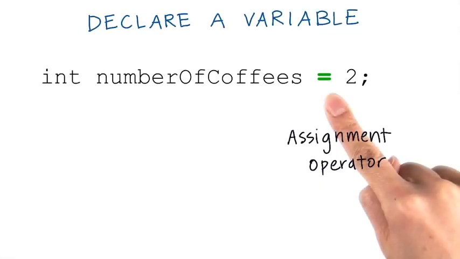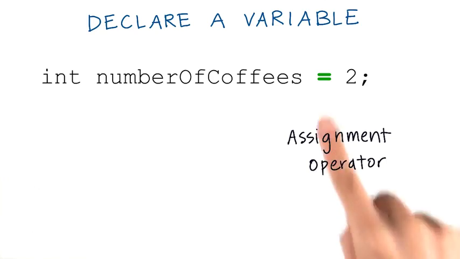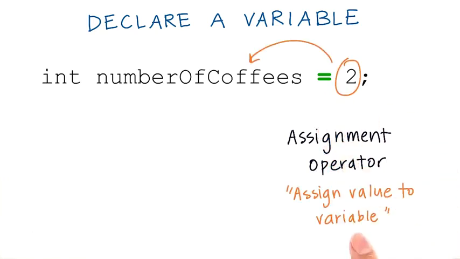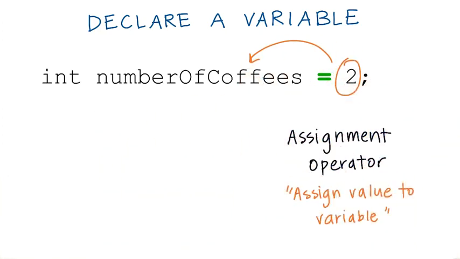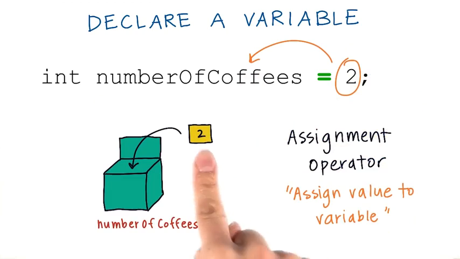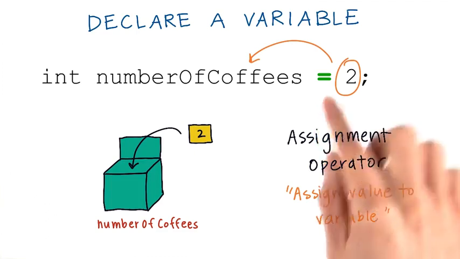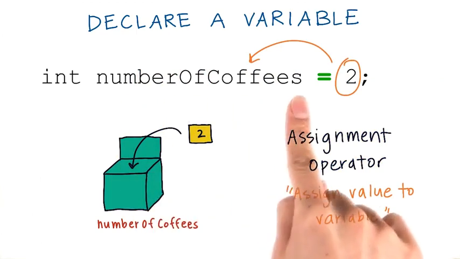The next part of the declaration is the assignment operator, or the equal sign. In math class, you're used to seeing things like 1 plus 1 equals 2, but in Java, equals means a different thing. Equal means assigning a value to a variable. In this case, we're assigning the value 2 to the variable numberOfCoffees. Using our box metaphor, we put the number 2 inside the variable that represents numberOfCoffees. So whenever you see the equal sign, think about grabbing what's on the right-hand side of it and putting it inside the variable on the left-hand side.